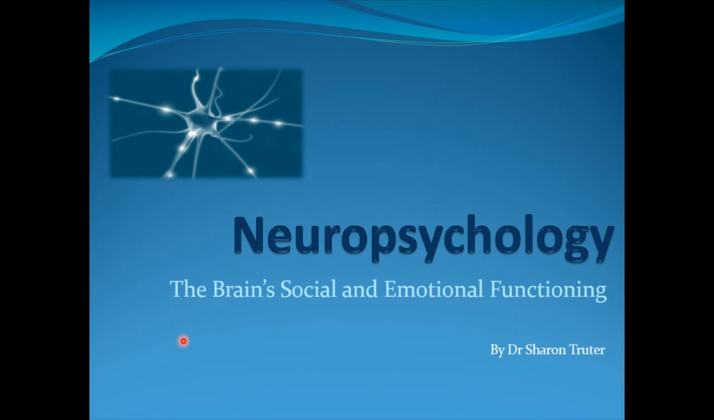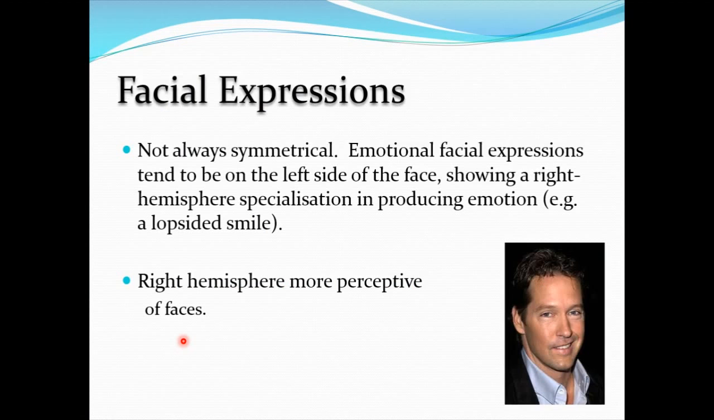And the last section I want to talk about today, we've now dealt with the visuospatial abilities, with language abilities. Now let's look at the brain's social and emotional functioning. There's a lot of very interesting information about our social and emotional functioning.